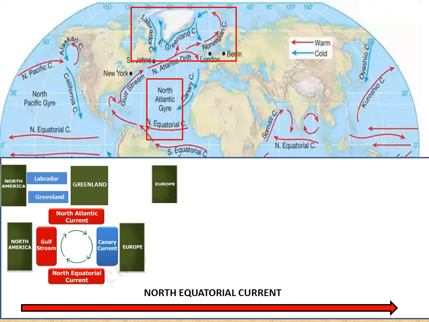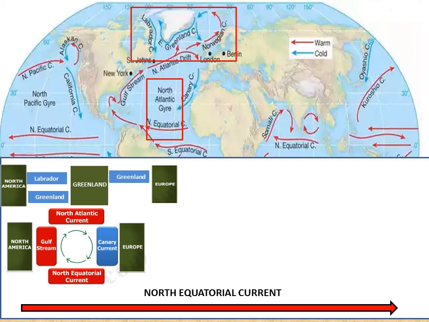The second important current is the Greenland current. The Greenland current basically circumscribes the whole of Greenland and it is a cold current. It comes in both parts, that is between North America and Greenland, and North America and Europe also. So this is a cold current and it flows between these parts.